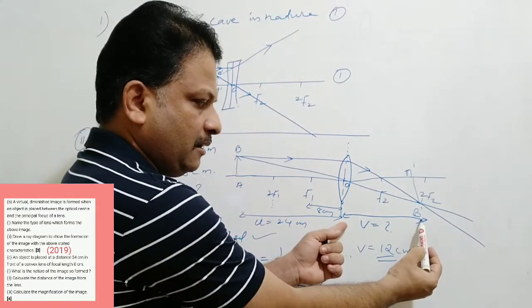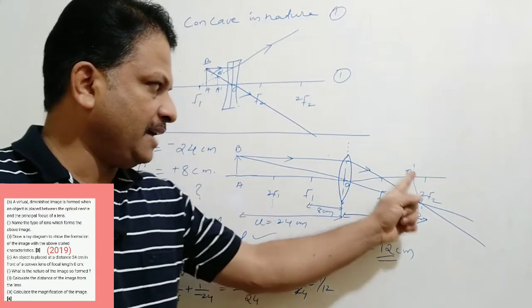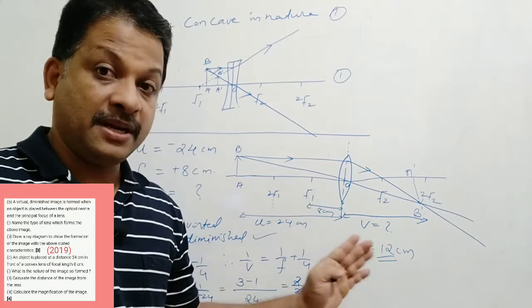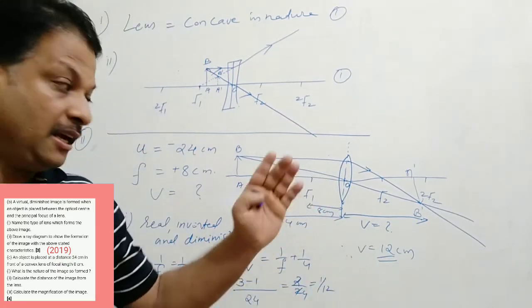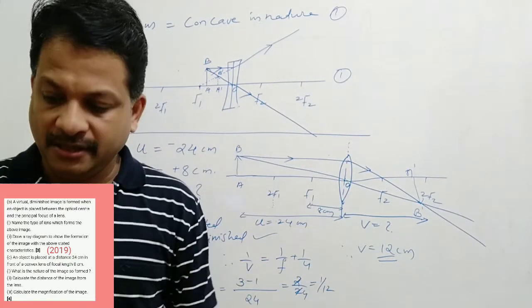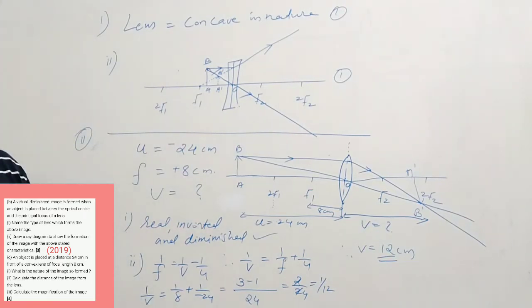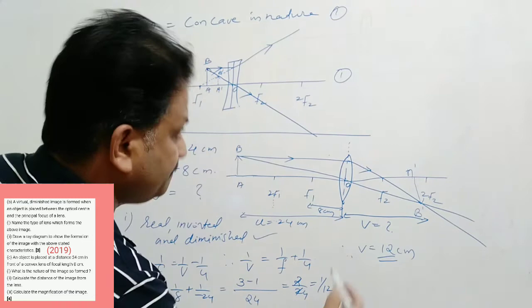Clear from the diagram? Okay. So since it is on the right of the lens, v is coming out as positive. By calculation, by applying proper sign convention, we are getting the exact answer, 12 centimeter. Alright? Okay.